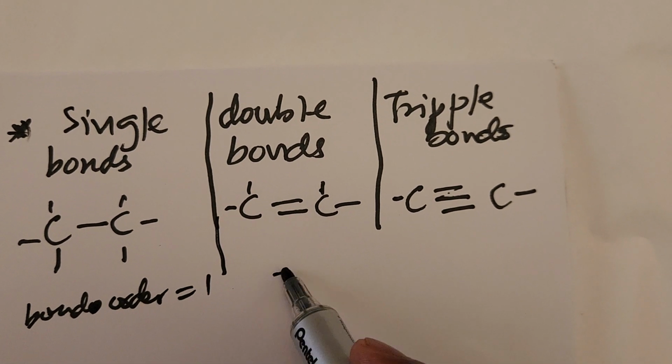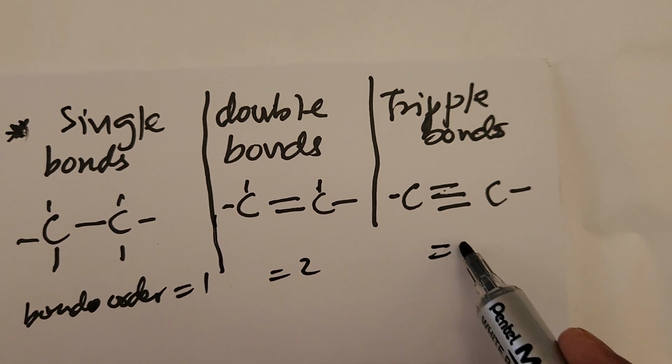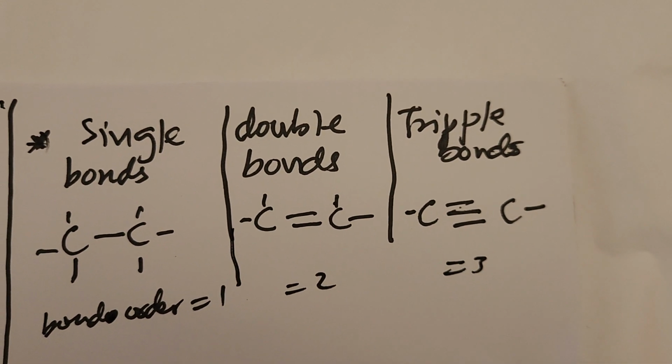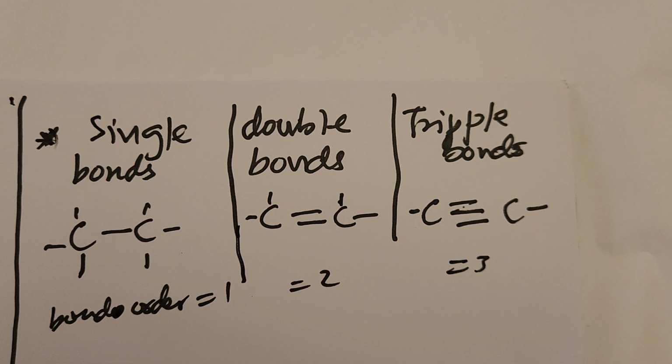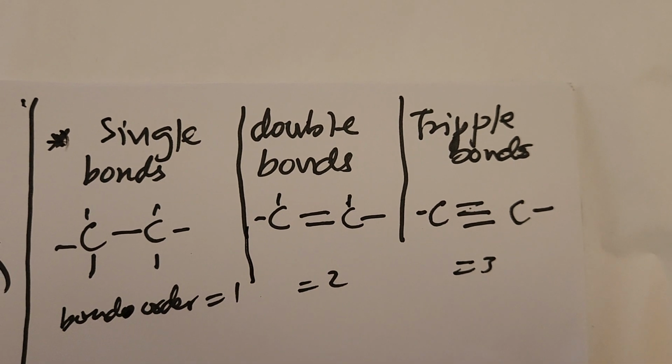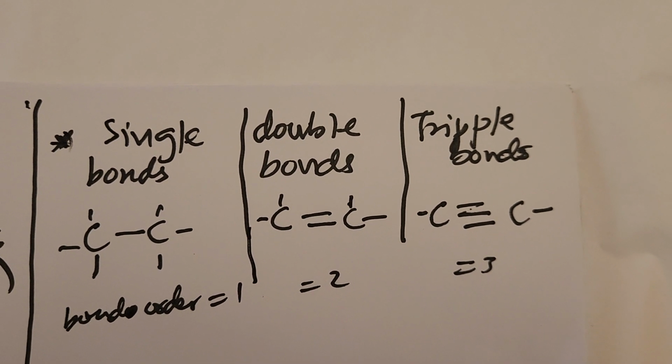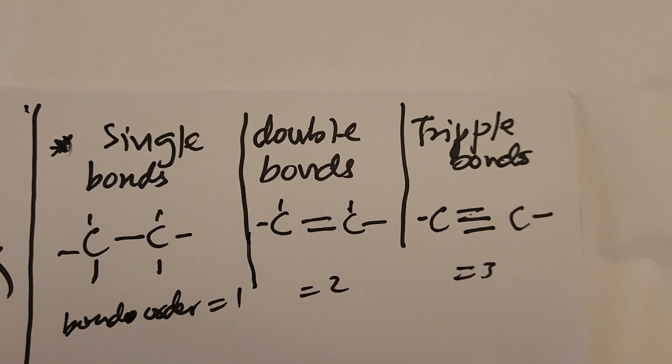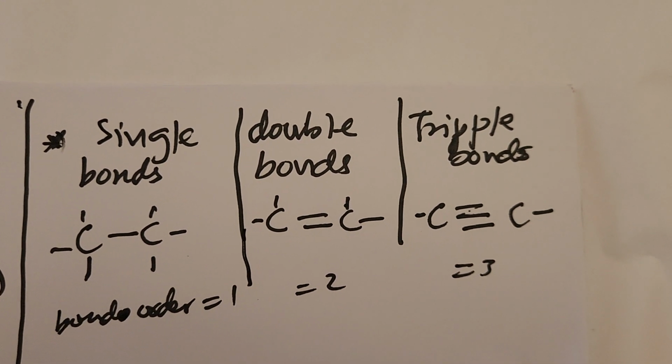And then the bond order here will be 2. The bond order in this case will be 3. That is in grade 11, what we were learning. Out of this, we're going to build a very important concept when coming to the so-called hydrocarbons.